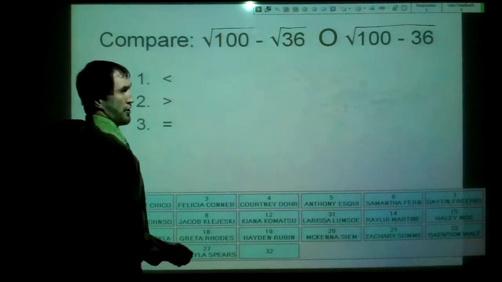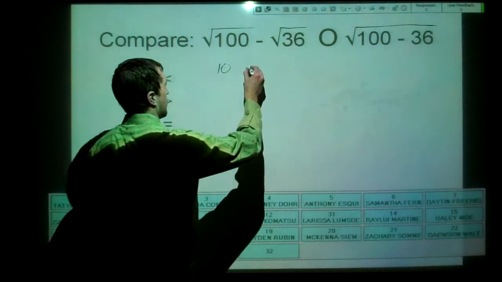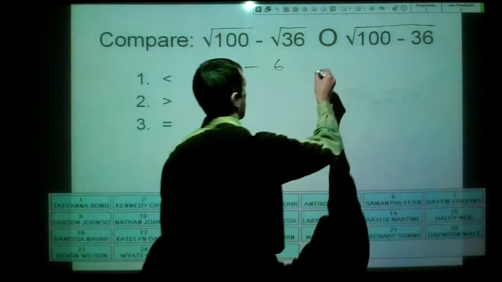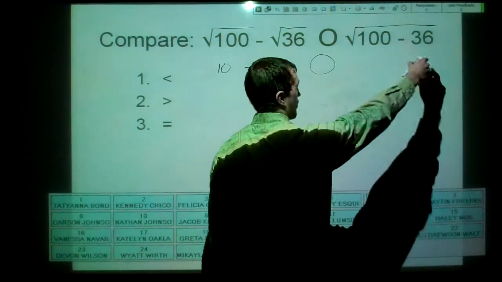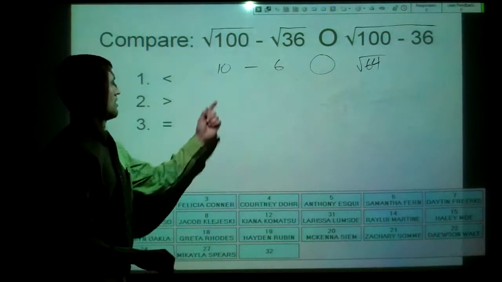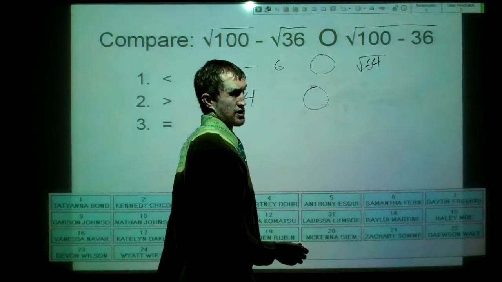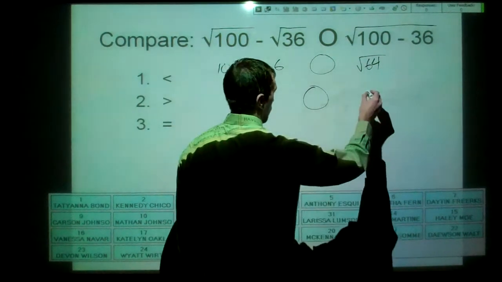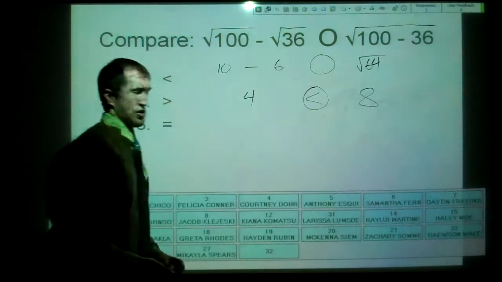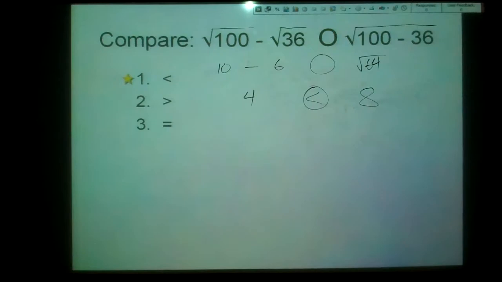So the square root of 100 is 10, because 10 times 10 is 100. Square root of 36 is 6, because 6 times 6 is 36. Bring down our circle there. 100 minus 36 is 64, so we have the square root of 64 there. 10 minus 6 is 4. Square root of 64 is 8, because 8 times 8 is 64. Which one's bigger, 8 or 4? Well, last I checked, 8's bigger than 4. So we should have been looking at number 1 there. Okay?